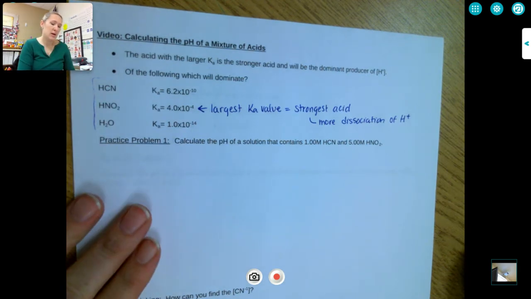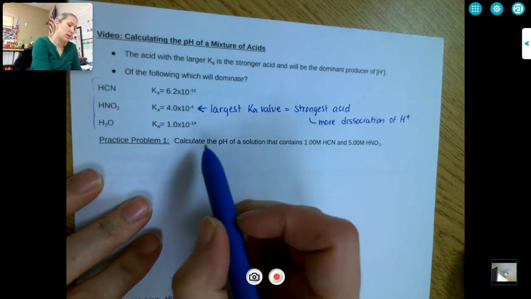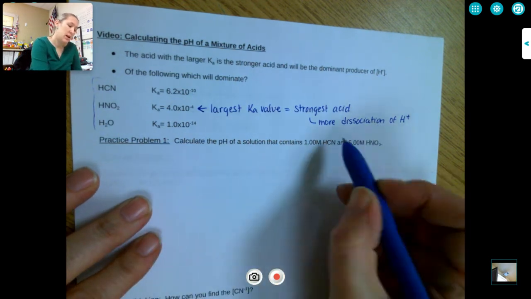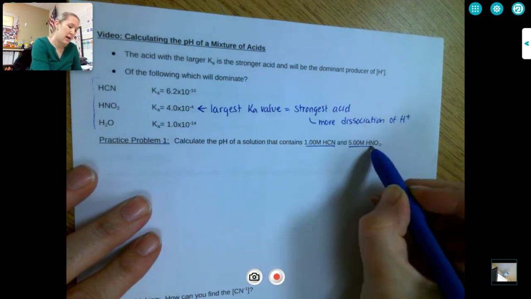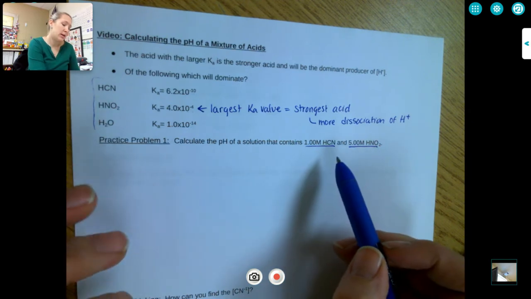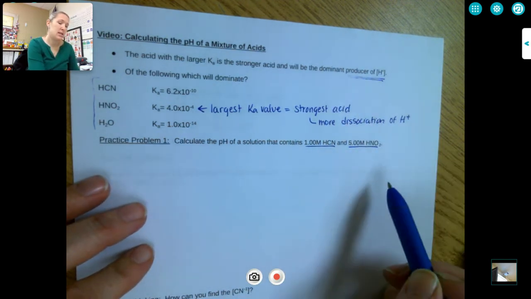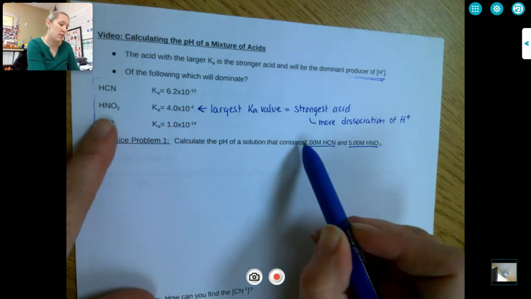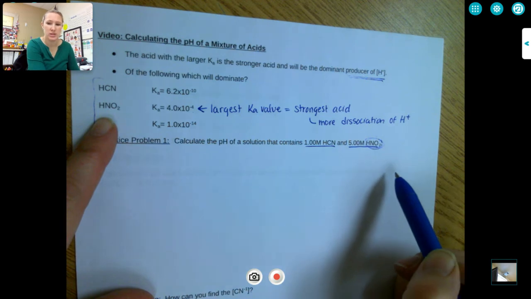So in our practice problems, we're going to do a lot of math today. We're going to calculate the pH of a solution of 1 molar hydrocyanic acid and 5 molar nitrous acid. The one we're going to look at first, our dominant producer of hydrogen ions, is the stronger acid. Of the two, the stronger acid is our nitrous acid.